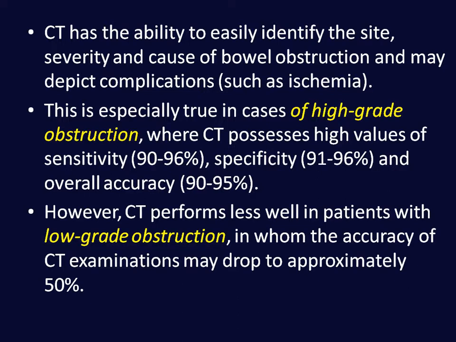CT has the ability to easily identify the site, severity, and cause of bowel obstruction, and may detect complications such as ischemia. This is especially true in cases of high-grade obstruction, where CT possesses a high value: highly sensitive, highly specific, highly accurate. CT performs less well in patients with low-grade obstruction, in whom the accuracy may drop to approximately 50%. So, if you have a large, high-grade bowel obstruction, you should look for the cause, and most of the time you will find it. If you have low-grade obstruction and you don't find the cause, that's okay, because the CT accuracy drops to 50% in low-grade small bowel obstruction.